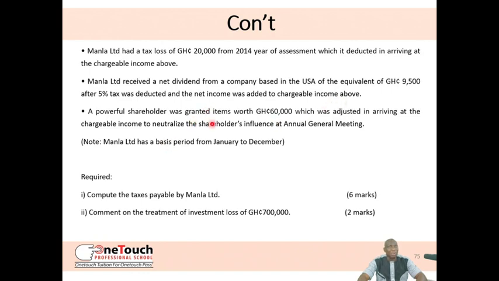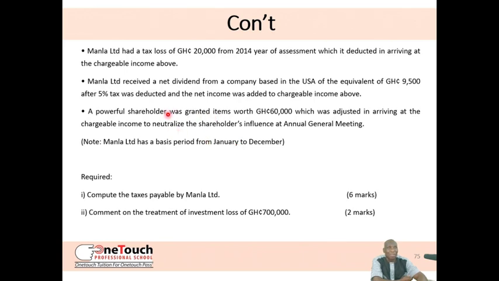A powerful shareholder was granted items worth 60,000, which was adjusted in arriving at the chargeable income to neutralize the shareholders' influence at the annual general meeting. Okay, this is like a stock dividend. And like I told you, dividend is normally subject to a final withholding tax, and therefore this person must be taxed separately. So we don't add it to the income and tax. It's like a stock dividend, and any income subject to a final withholding tax, you have to tax it separately.